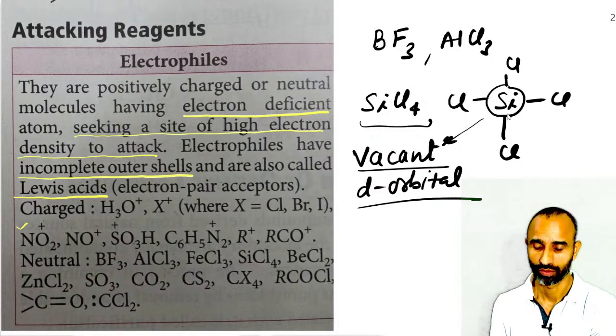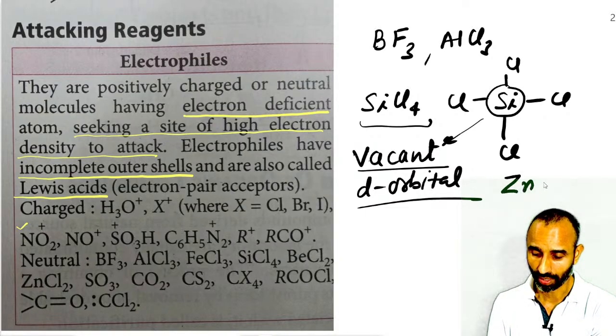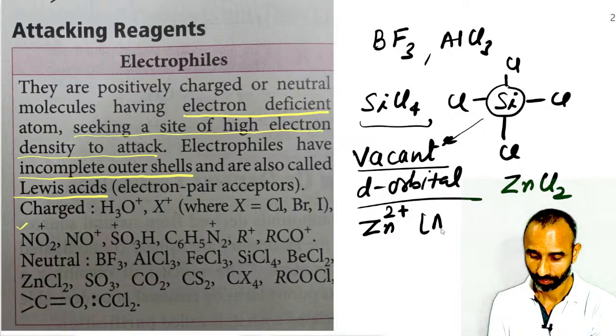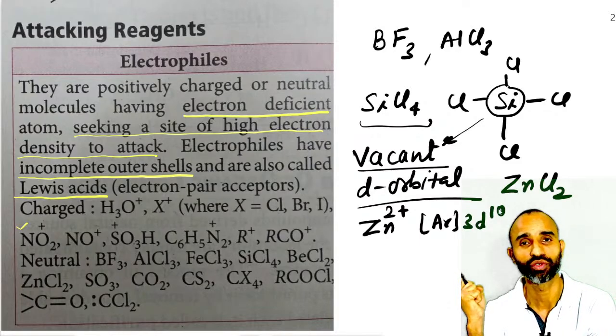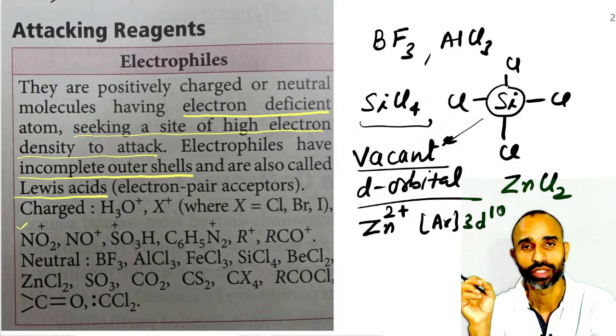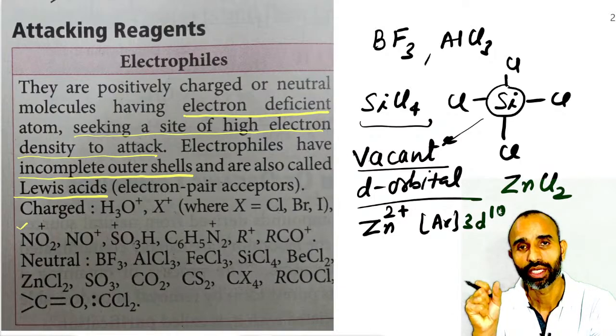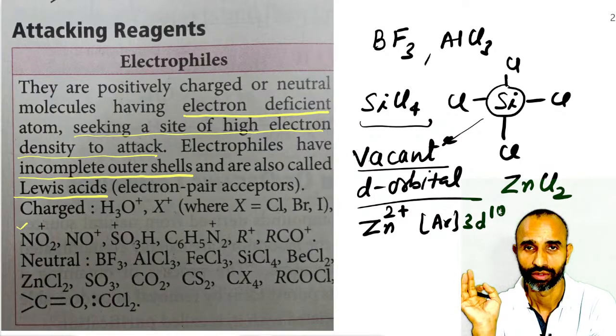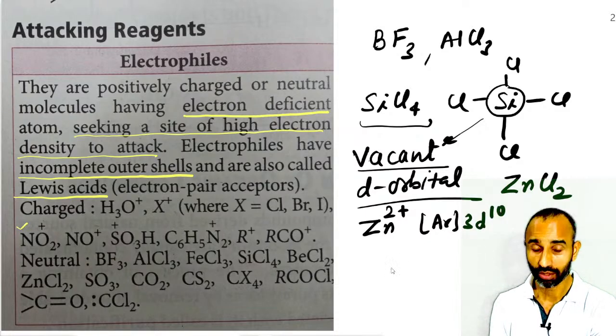Then why is ZnCl2 an electrophile, when Zn has a d10 configuration? At the same time, when you have Zn attached to chlorines, electron density is withdrawn from zinc by chlorine, and that's why it becomes somewhat electron deficient. Understood. Same is the case with SO3.